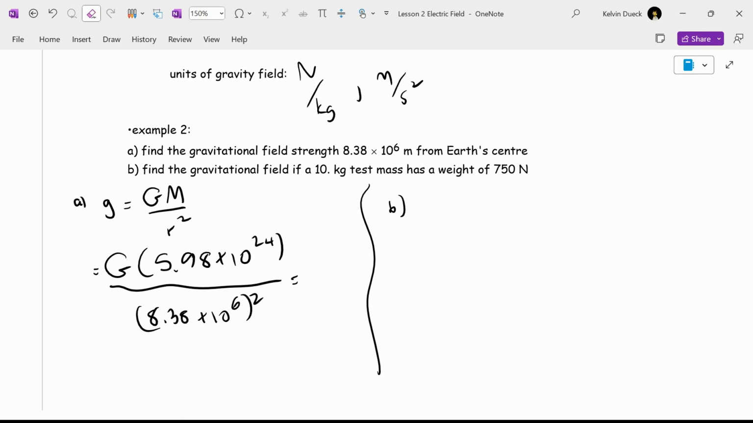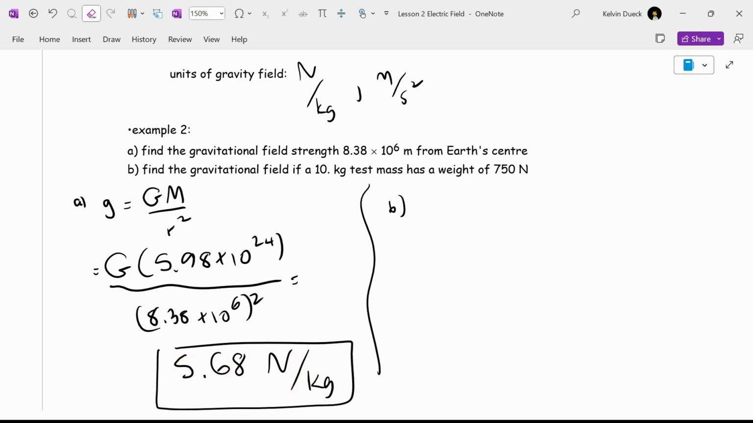Jacob, what'd you get? 5.68 newtons per kilogram. 5.68 newtons per kilogram. And I could figure out this was the version to use. Kind of stupid obvious. Oh, they gave me a radius in meters.